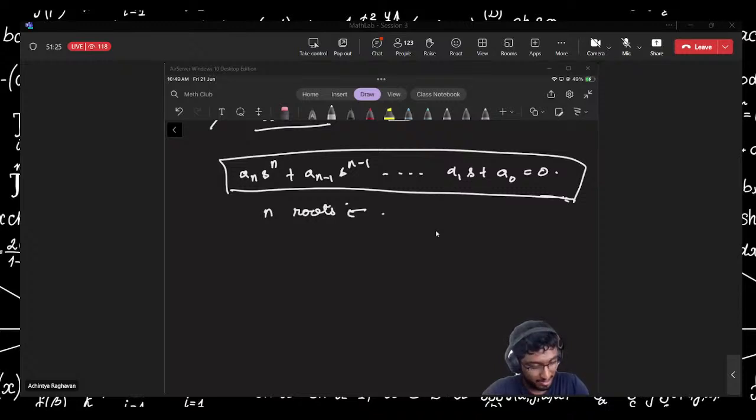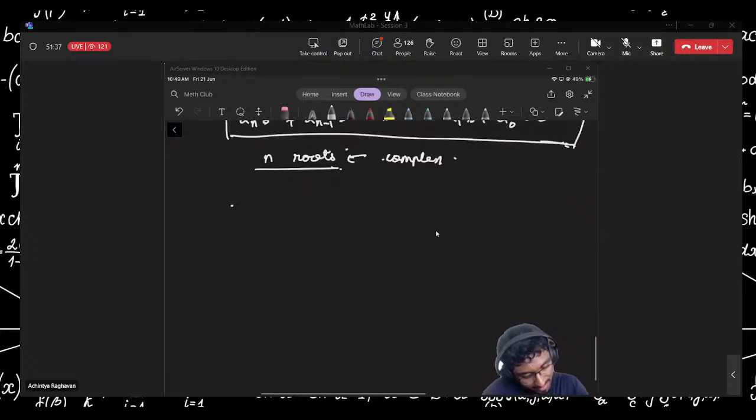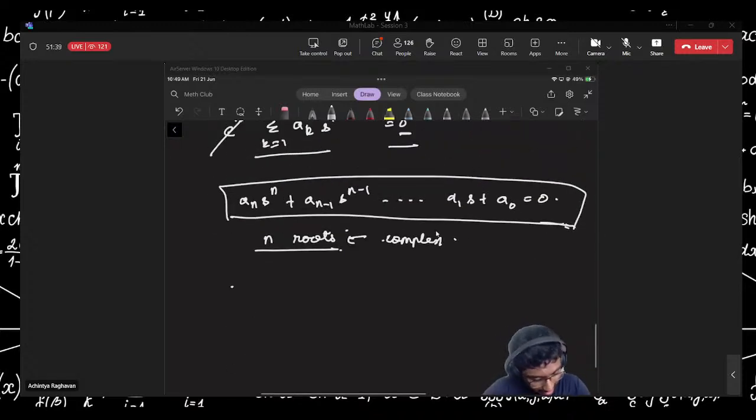Assuming the roots are complex, of course. So the roots also may be complex, but it always has n roots. This is a guaranteed thing. So some may be repeating. That's always. So now we know that. So let the n roots be s1, s2, ... sn.